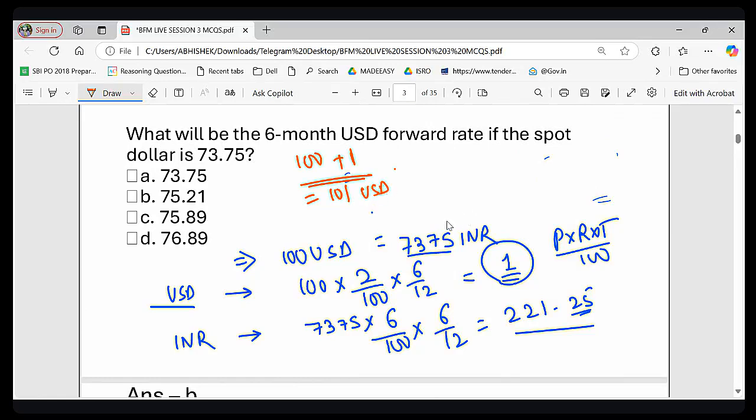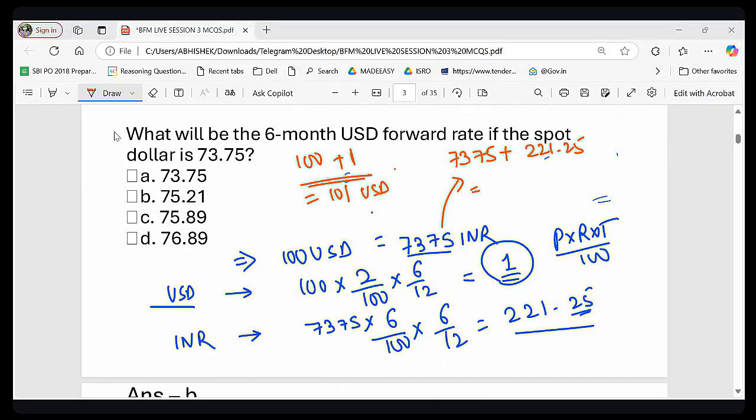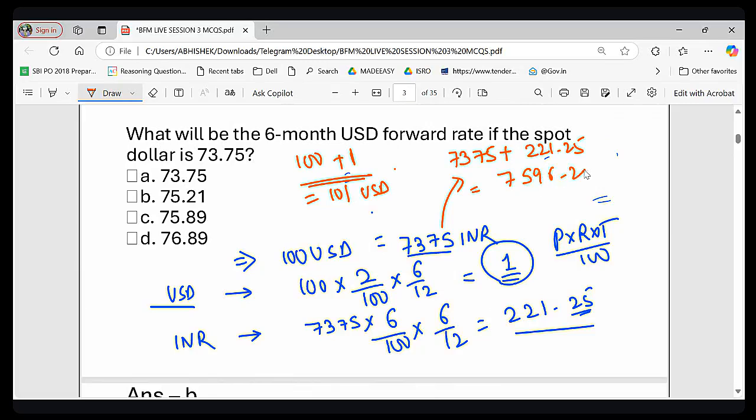And now similarly, if we add interest for INR, what will be the total? The principal is 7375 and the interest we have calculated is 221.25. After addition, how much are you getting? Please type in the chat box. If you add 7375 plus 221.25, I think you will get 7596.25, right? Are you getting the same? I hope you are also getting the same.